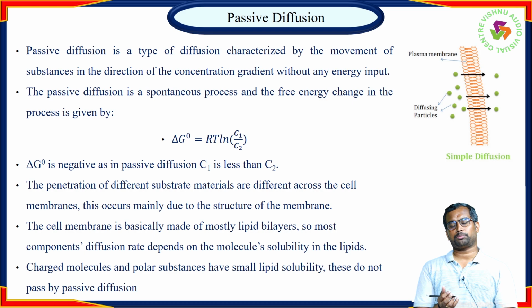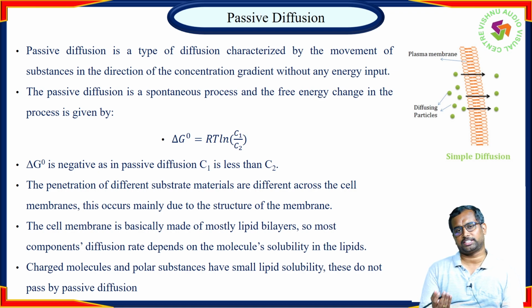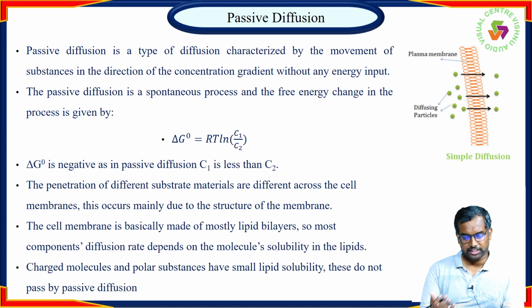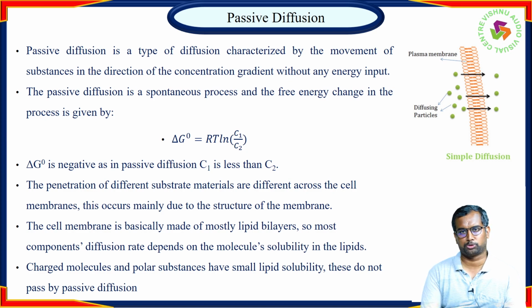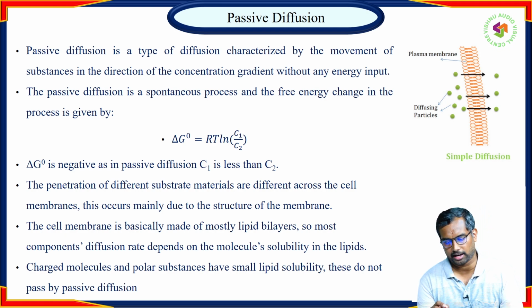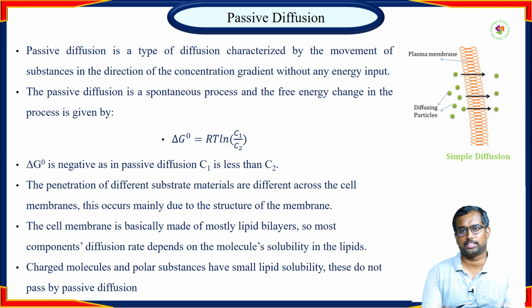The passive diffusion process is basically a spontaneous process, dependent on the concentration gradient. We will consider it as a spontaneous process, and the free energy change associated with any spontaneous process is given as delta G naught is equal to RT ln of C1 by C2. The value of delta G naught, that is the free energy change of the system, is negative in passive diffusion because the value of C1 is less than the value of C2.